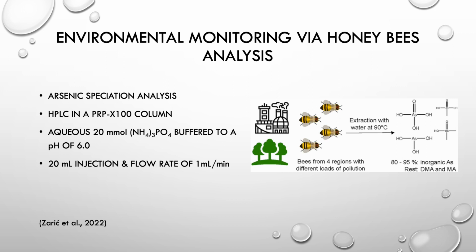20 microliters were injected, and the flow rate was set to 1 milliliter per minute, and the HPLC was coupled to an ICP mass spectrometer.